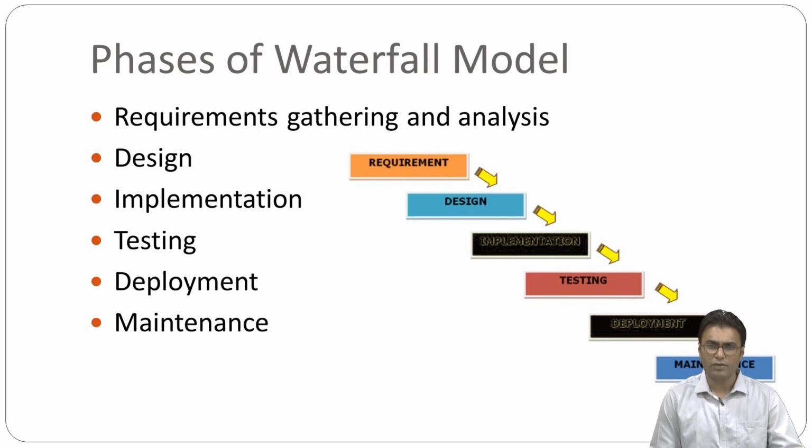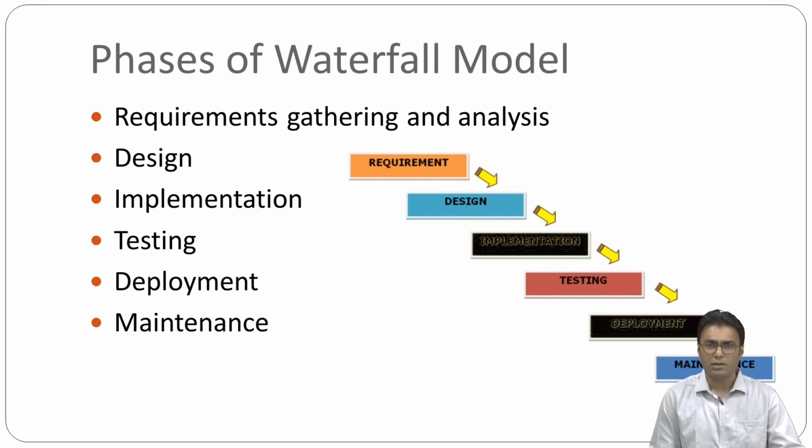Once the software has been tested and approved, it is deployed to the production environment. Then the last one is maintenance. The final phase of the waterfall model is maintenance, which involves fixing any issues that arise after the software has been deployed and ensuring that it continues to meet the requirements over time.